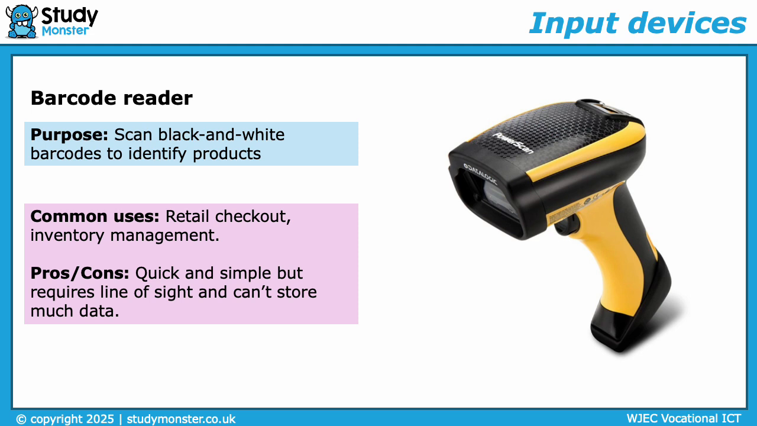Pros to it, it's very quick and it's simple. It's been around for years. Like I say, it's very reliable. Negative of it though, it requires line of sight, and you may have come across an instance where you're going through a self-checkout and the barcode's maybe damaged or it's crinkled a little bit, and you try and scan it and the reader can't quite pick up the barcode because it's distorted in some fashion. But it does require line of sight, so that's a disadvantage of barcode readers.